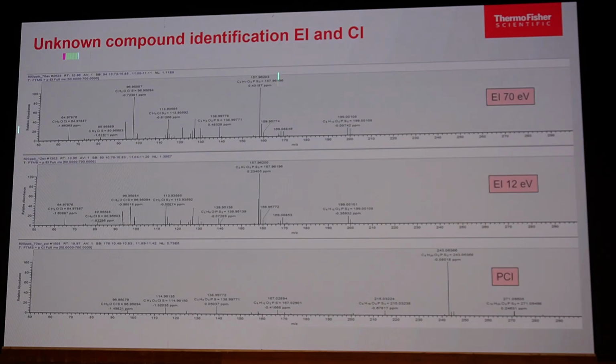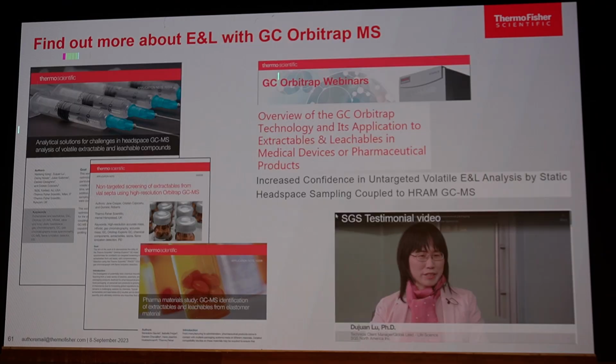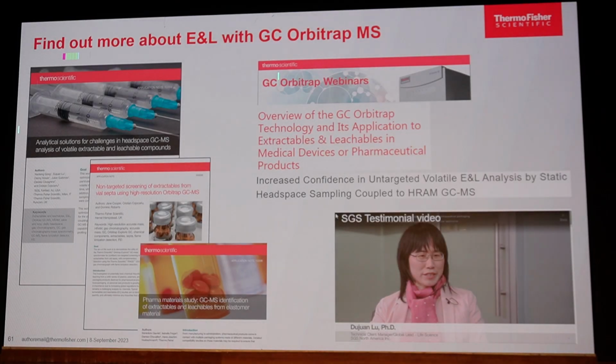And for unknown identification, you can get the spectra at different electron energies, because we have a variable electron volt source. So you can acquire the data at 70 electron volt, 12 electron volt, and you can see the same fragments. And when you do it in PCI, because of the soft ionization you can get the accurate mass, and with the help of elemental composition you can identify those compounds. All these application notes are available on the same HighSpot or the Apps Lab, where you can download and get more information.